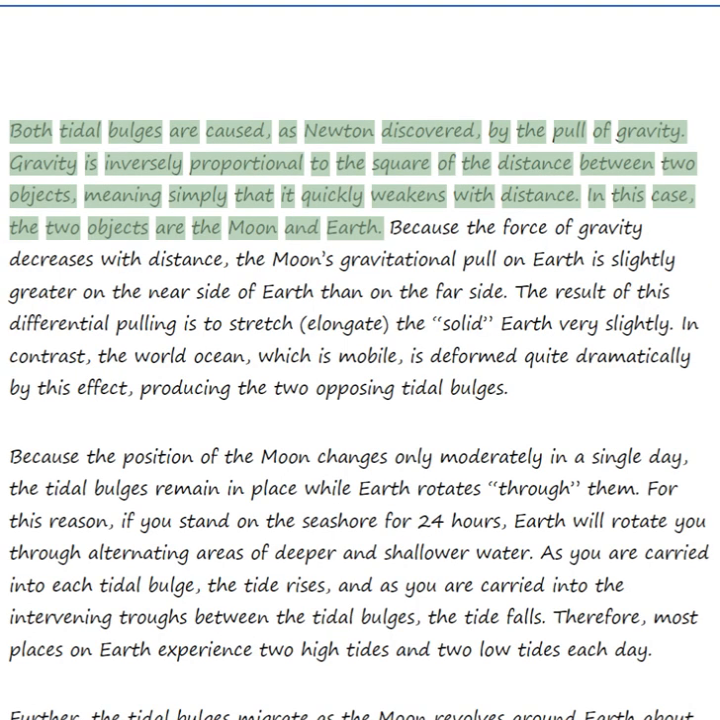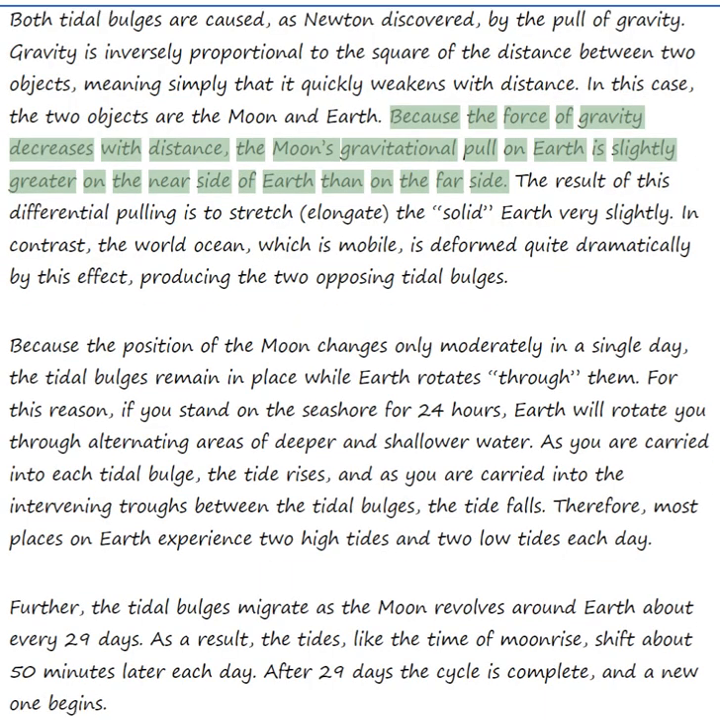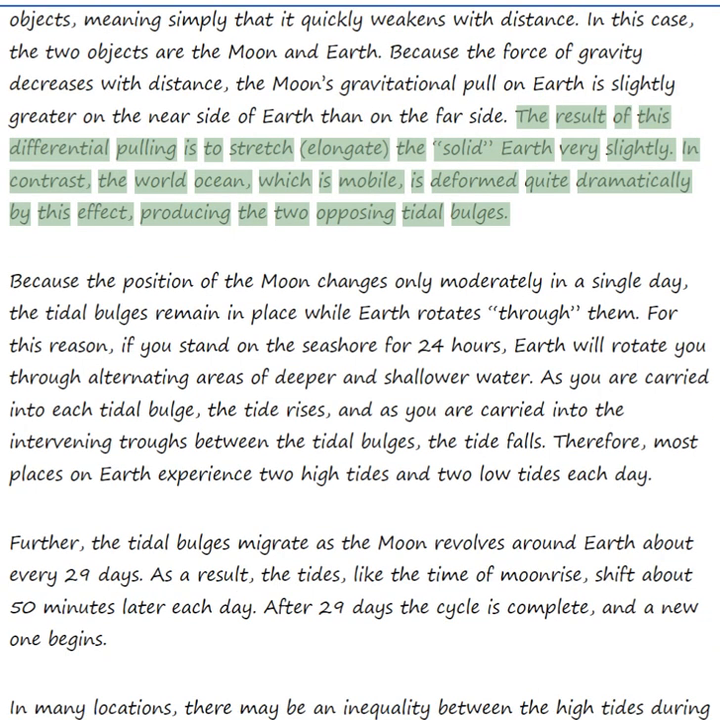Both tidal bulges are caused, as Newton discovered, by the pull of gravity. Gravity is inversely proportional to the square of the distance between two objects, meaning simply that it quickly weakens with distance. In this case, the two objects are the Moon and Earth. Because the force of gravity decreases with distance, the Moon's gravitational pull on Earth is slightly greater on the near side of Earth than on the far side. The result of this differential pulling is to stretch the solid Earth very slightly. In contrast, the world ocean, which is mobile, is deformed quite dramatically by this effect, producing the two opposing tidal bulges.